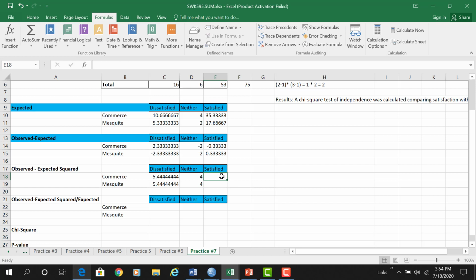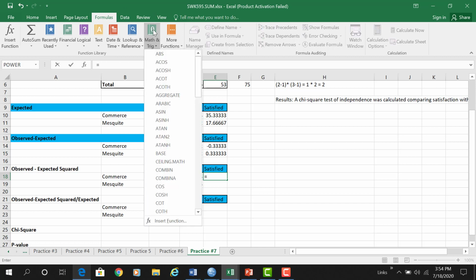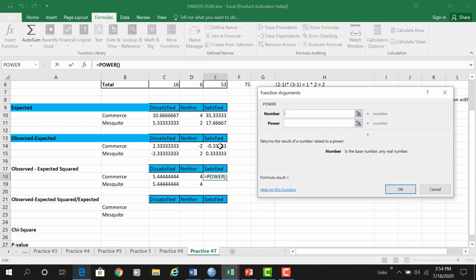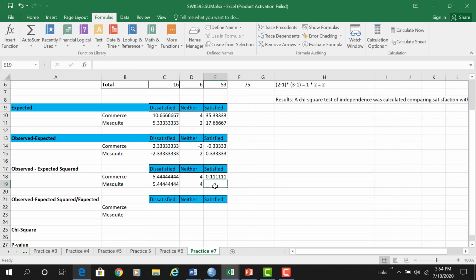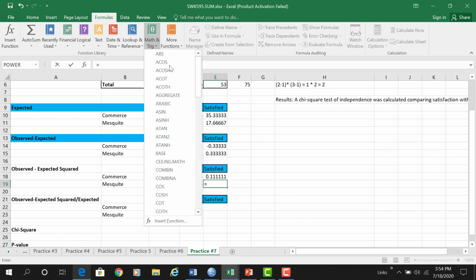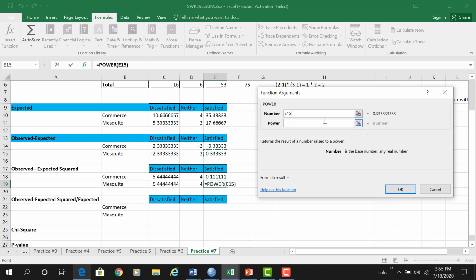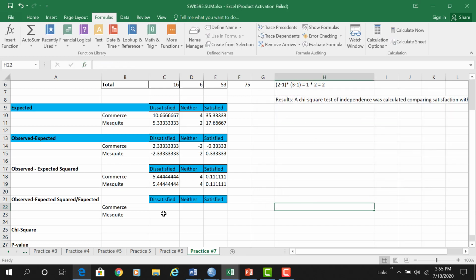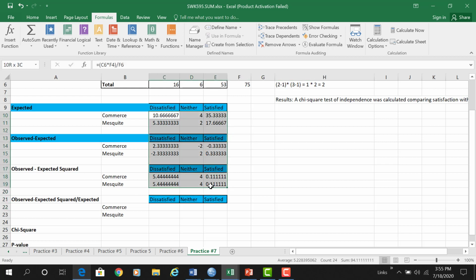All right, and then equals formulas, math, power. We're doing satisfied for Commerce to the second power. And there we go, equals math, power, satisfied for Mesquite to the second power. And we have our observed minus expected squared. Also, we can always round off these numbers to 2 decimal places. I'll just do that at the end.